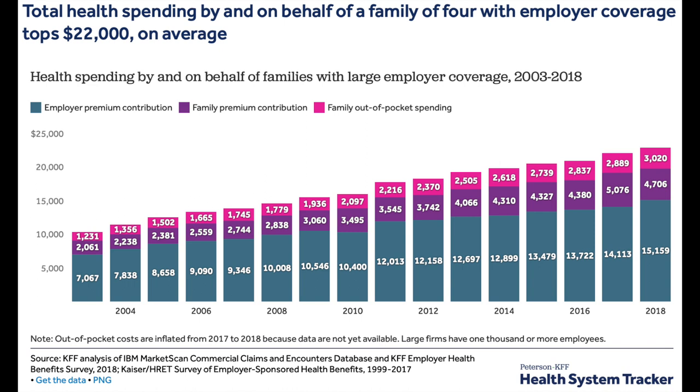Now let's take a look at the last period, from 2003 to the end of 2019. Again, astronomical increases in the price of healthcare here. So if you look at the last chart, which went through 2010, let's look here at the 2011 bar. The employer premium contribution was $12,000 back in 2011. Now it is $15,000 as of 2018.